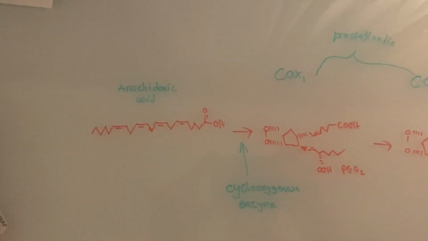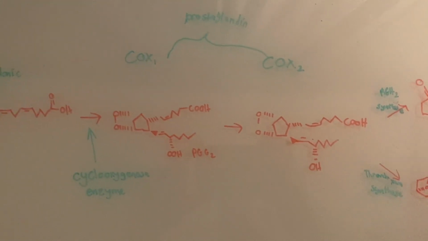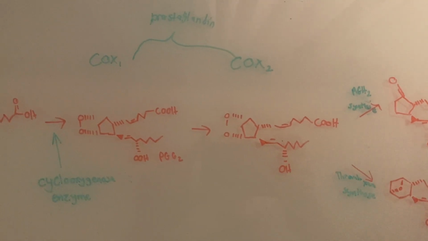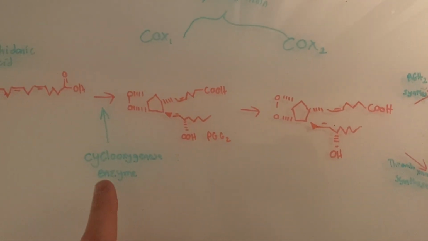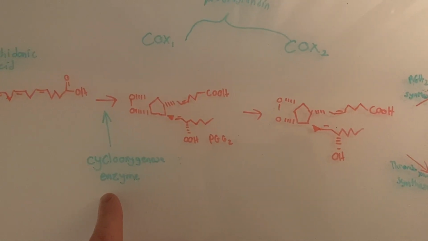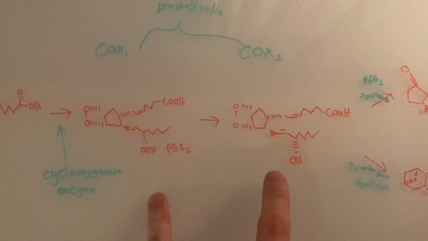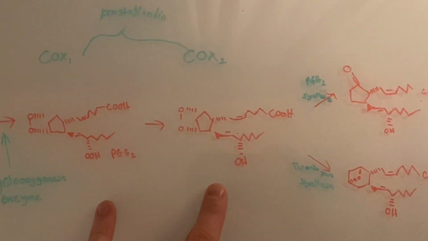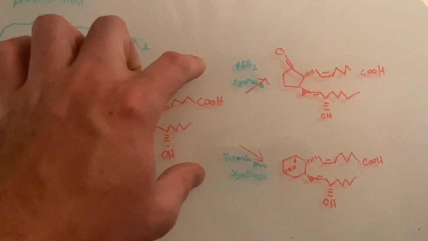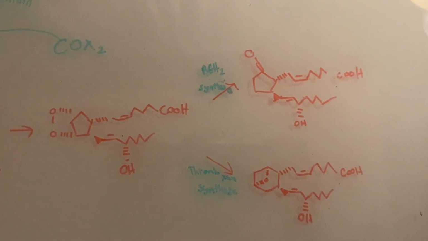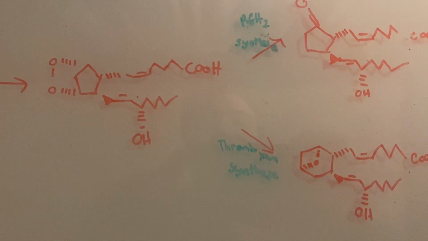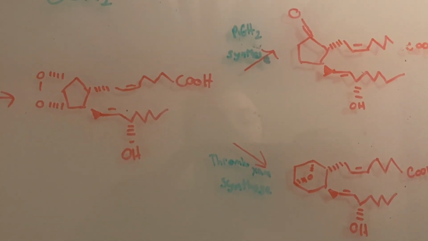Arachidonic acid is then converted into prostaglandins through a couple different reactions cycled from the cyclooxygenase enzyme, split into two different structures to then be split up even further by two more enzymes, PGH2 synthase and thromboxane synthase.